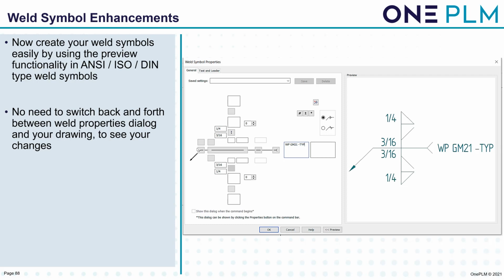Weld symbol enhancements. So we've now got a real nice preview on the side, so we're not having to jump in and out of our weld symbols to go and change those. There's also been a little edit for a tail note as well. So the tail note option is always available depending on whether you want to show it with a box or not. Previously you've always had to show it with a box. So now we can have it as a tail note without the box as well.